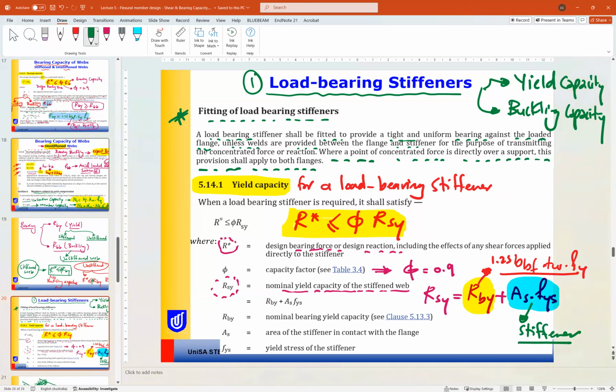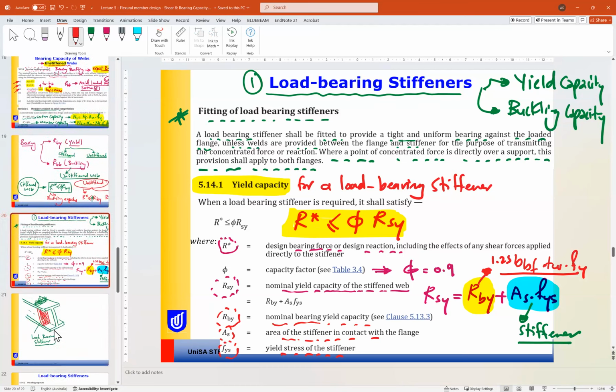Okay, so it is like both the web and stiffener become one unit, and the capacity of the stiffener comes from both together. So RBY, as we mentioned, is the nominal bearing capacity. AS is the area of the stiffener. F yield S is the yield strength of the stiffener. So these are the formulas to consider the yielding capacity of the stiffener.